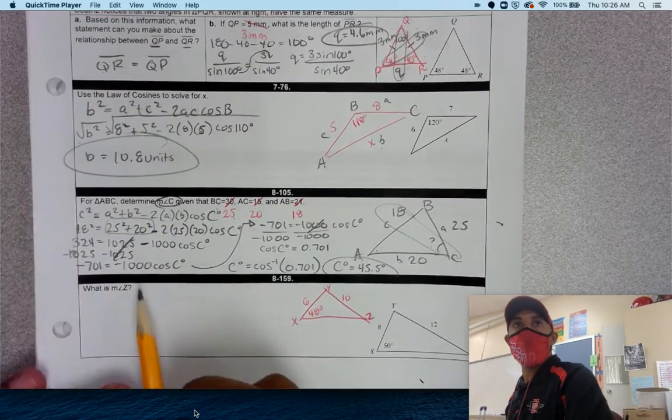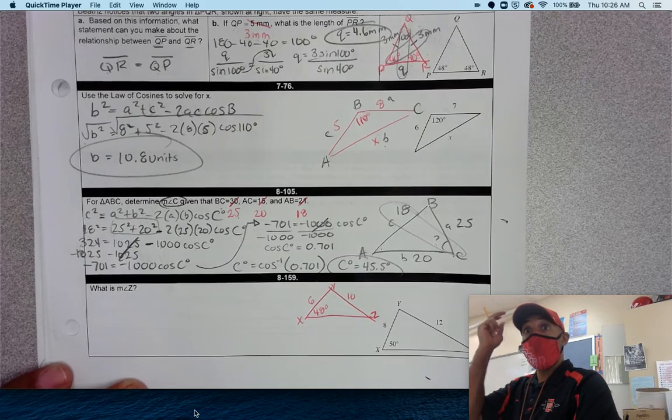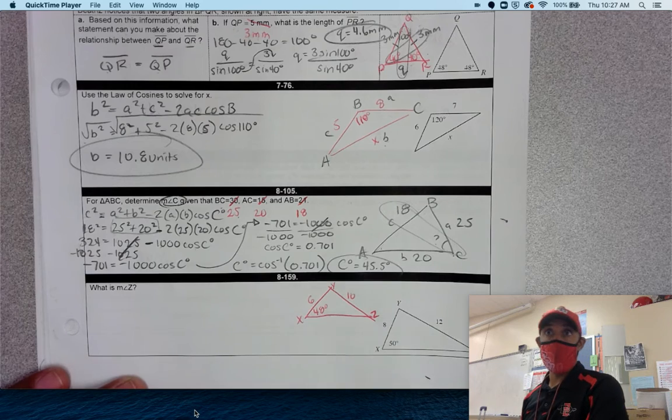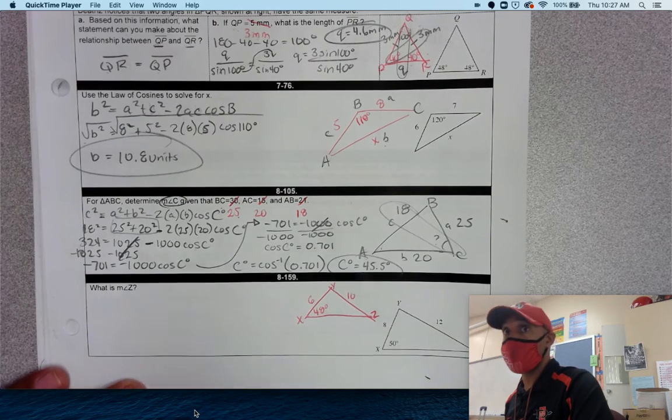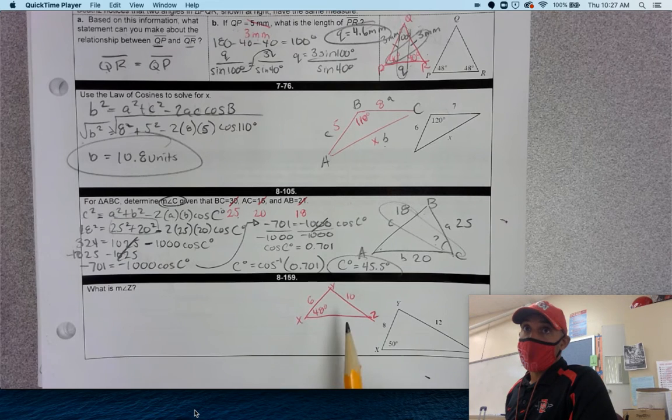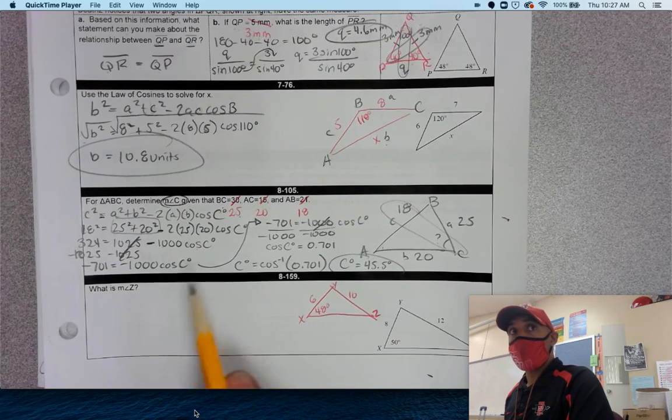All right, so now what is angle Z? If I'm looking for an angle, that means I'm probably going to have to use an inverse function. So just keep that in mind as you work through this. We've got to decide: is it law of cosines or law of sines? Because it doesn't tell us.